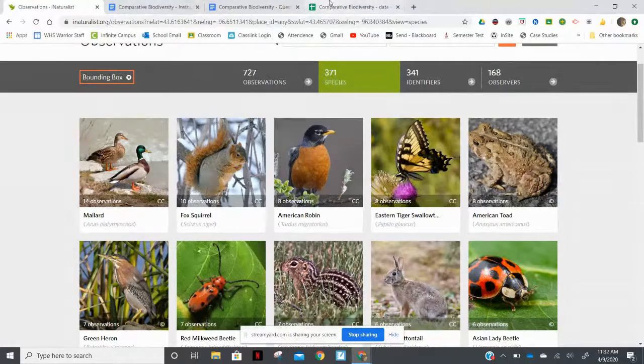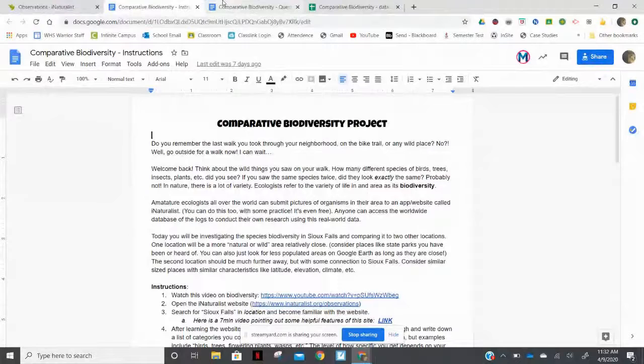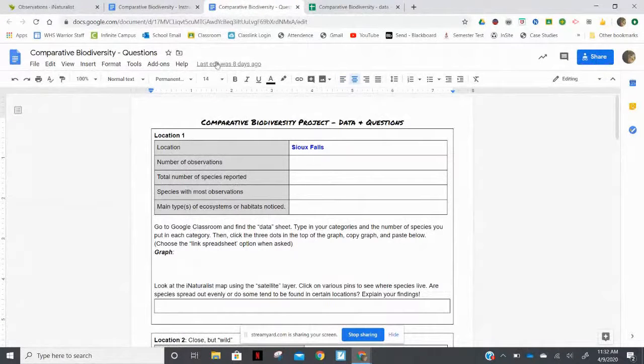They were able to then go through and answer some questions about the location. So, for example, they could just tell me how many observations were made, how many total species, and then look at the species with the most observations.